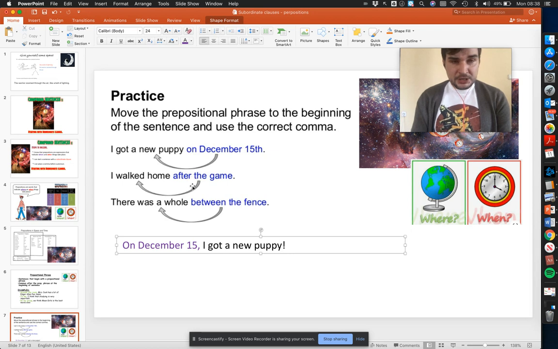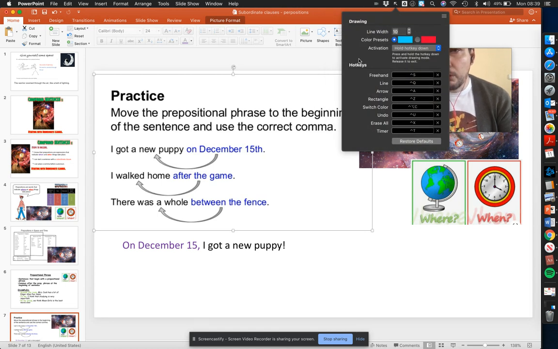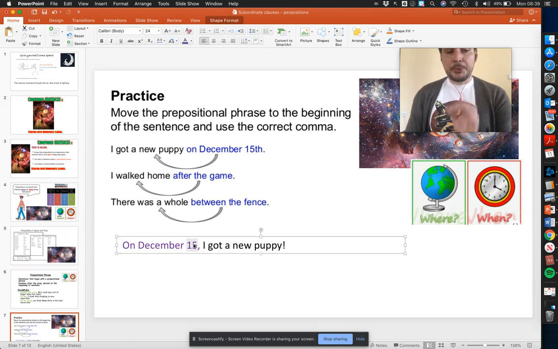Now, after the game, comma, I walked home. Between the fence, comma, there was a hole. By the way, this is not a correct way of writing the word hole, but I'll allow that for now. We're going to address that at a different time. This is what we need to remember. Prepositional phrase at the beginning, subordinate clause, comma, space after a comma before a pronoun. That is how a sentence should look.